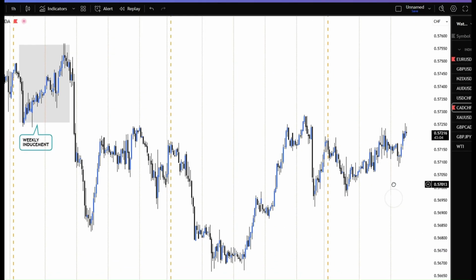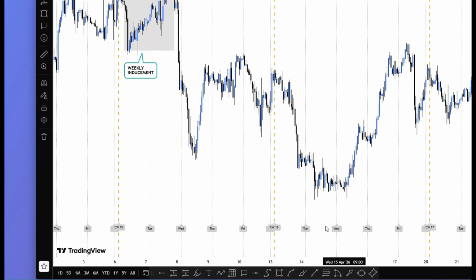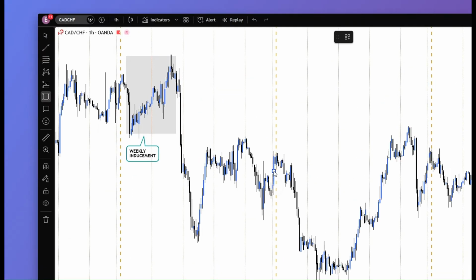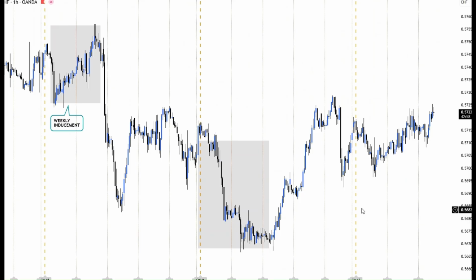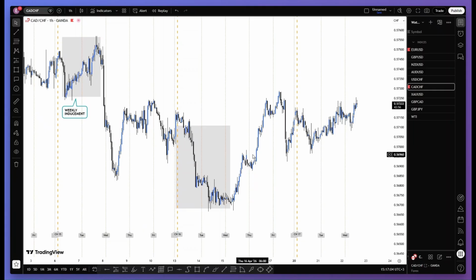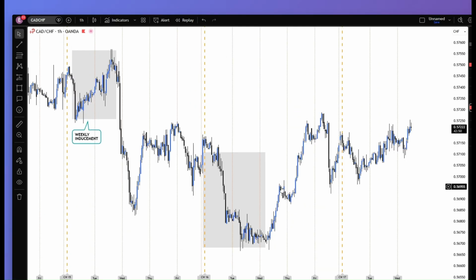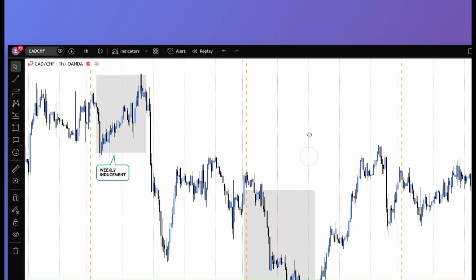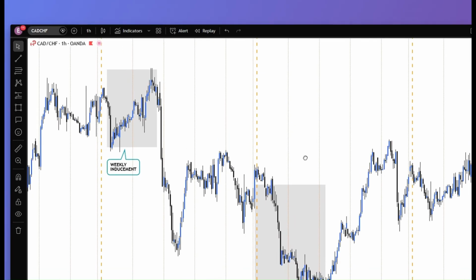Using the period separator in TradingView helps you understand market timing, identify weekly patterns, spot manipulation zones, improve entry and exit decisions. And most importantly, it gives structure to your analysis. Instead of guessing, you start reading the market with clarity.